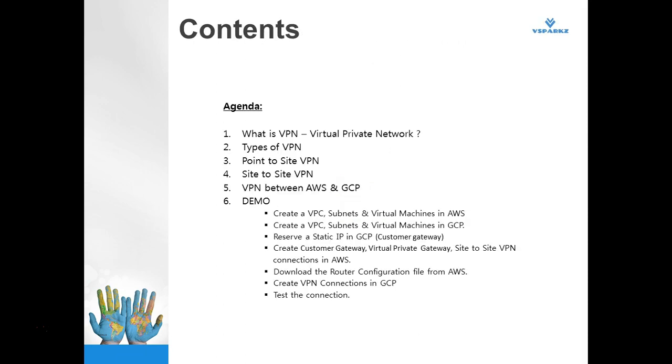So these are the contents of this video. We are going to see what is VPN, its types, what is point-to-site VPN, what is site-to-site VPN, and at last we are going to see the VPN setup between AWS and GCP with a demo. When I say GCP, it stands for Google Cloud Platform.